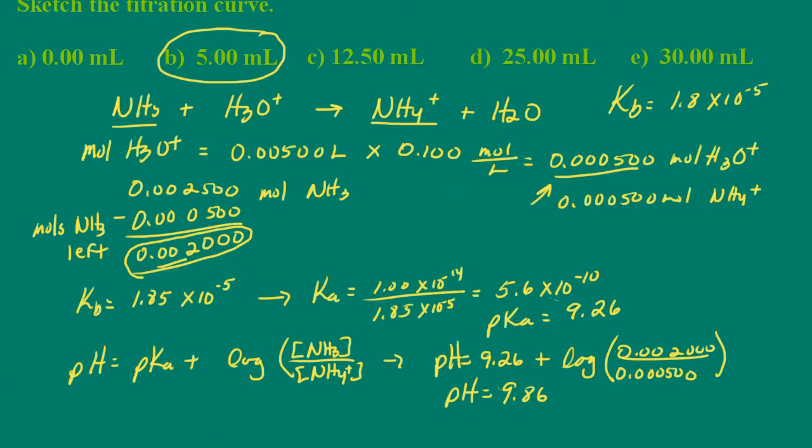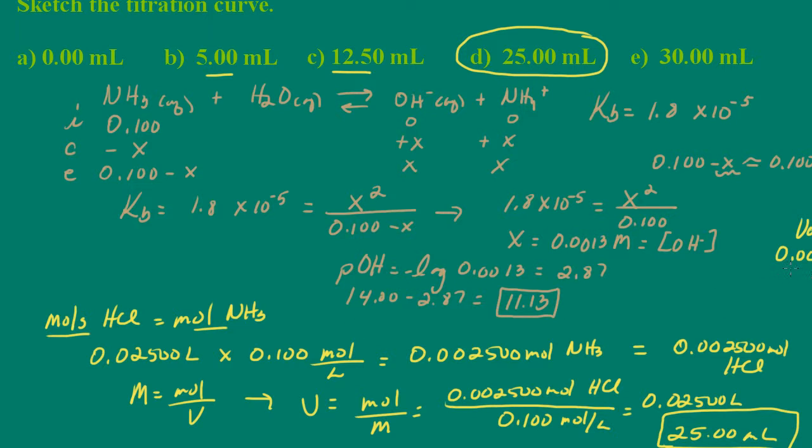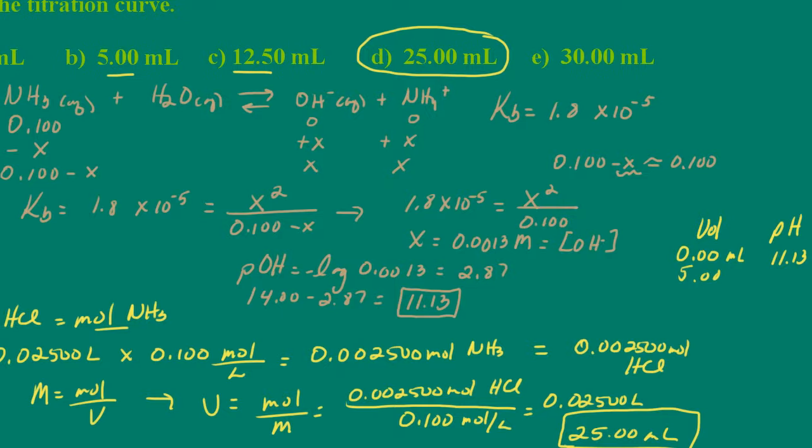And so our pH then is equal to 9.86. So after 5 milliliters, we have a pH of 9.86. Bring that over so you can see it. And the pH is 9.86. Okay, let's go on to part C.